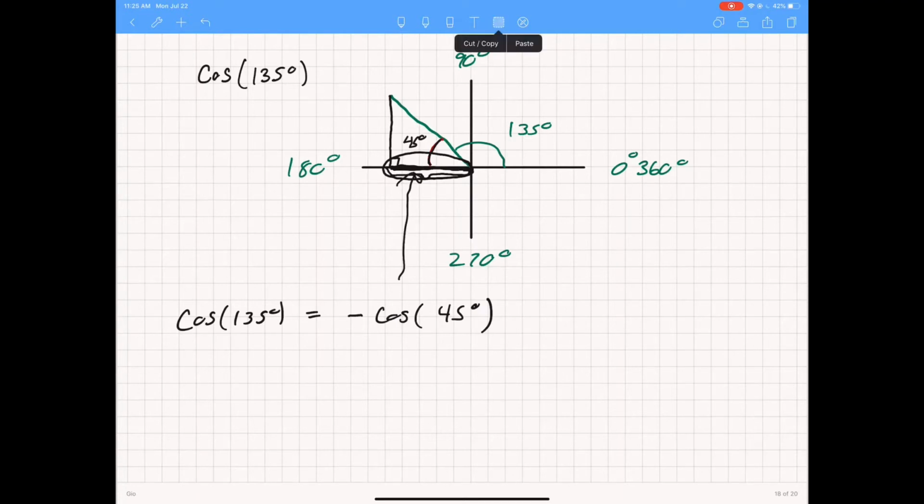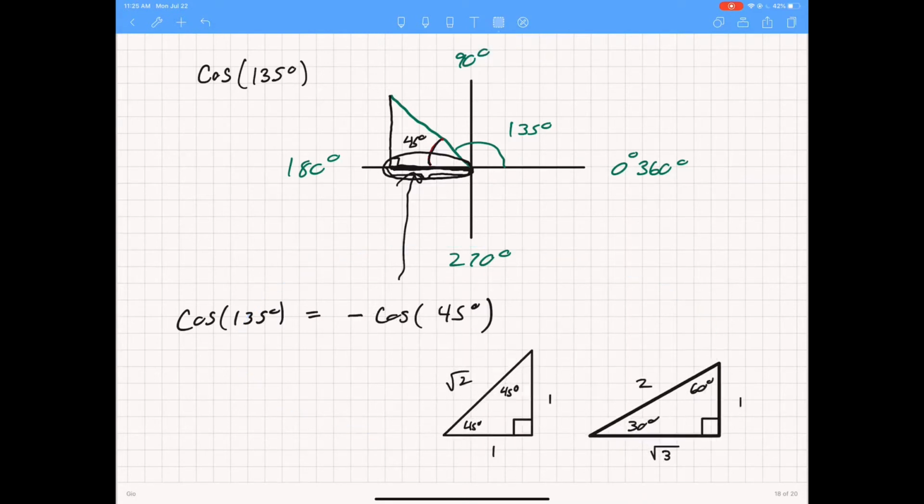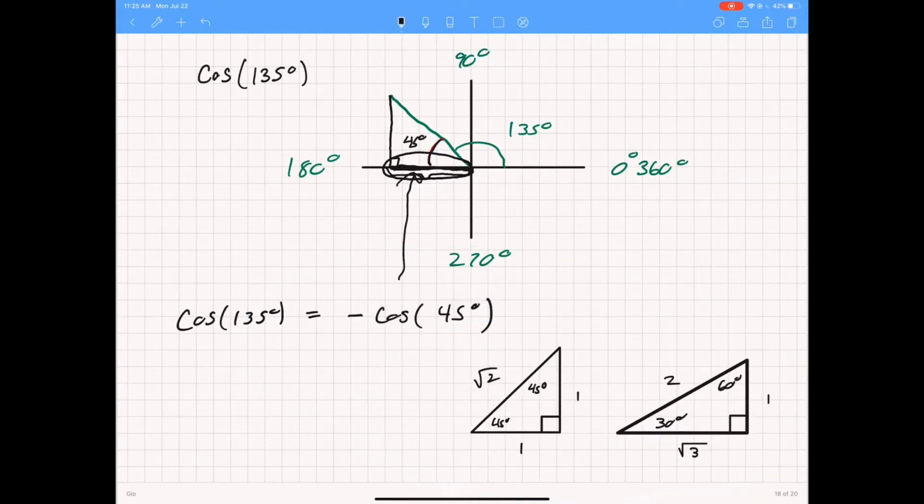If you don't remember what cosine of 45 degrees is, you can always refer to your special right triangles. We'll use this angle here. Cosine would be 1 over root 2, or alternatively, while rationalizing the denominator, we get root 2 over 2. So the answer to our problem is negative root 2 over 2.